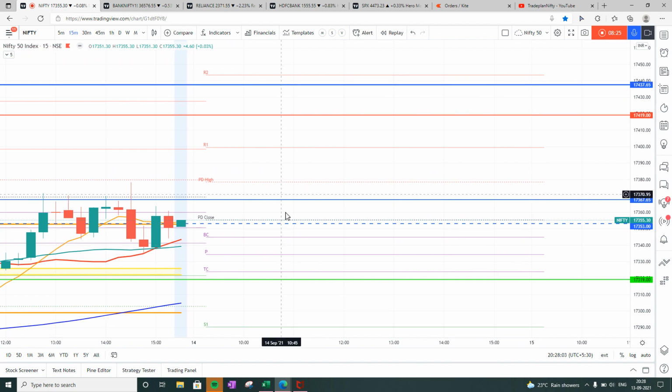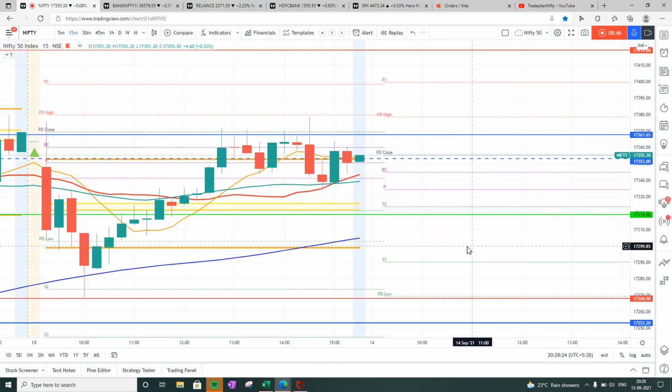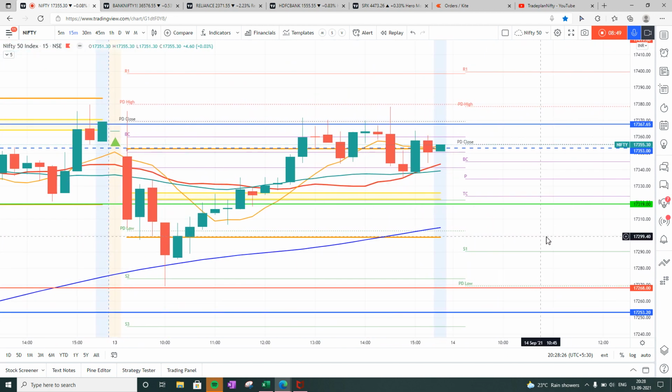And option 2, if it opens below pivot, then technically speaking, it should be sell on rise at 17,385, which is closer to the previous day high, for a target of 17,268. So that's my trade plan for tomorrow. Please consult your financial advisor before you take any trade.